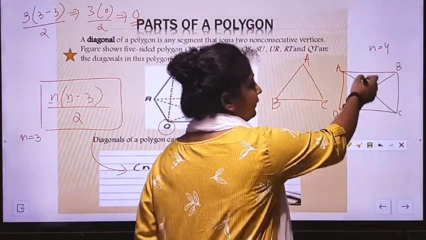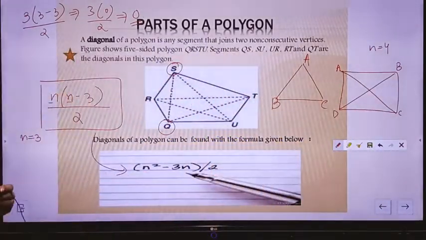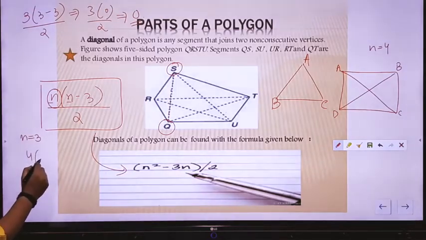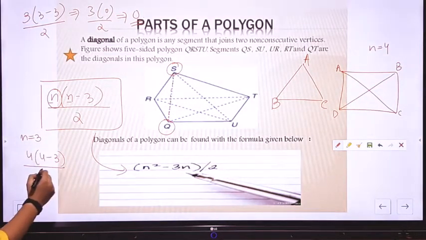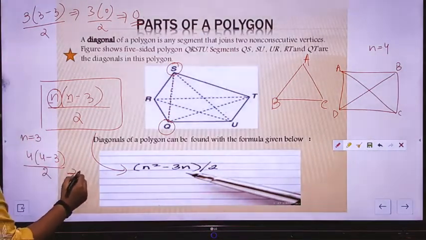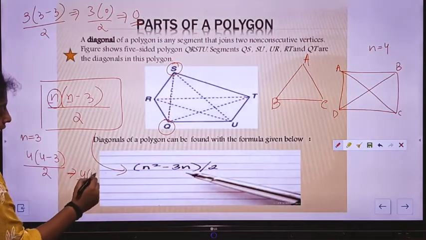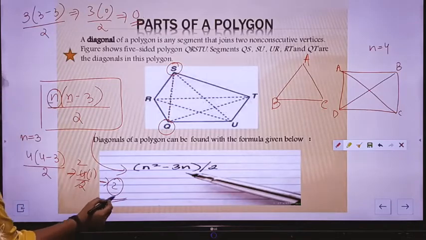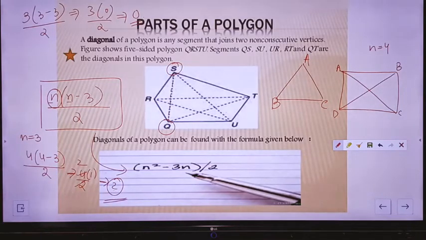Okay, so practically we know there are 2 diagonals in here. Let's prove this with the help of this formula also. In place of N, we can put the value 4. So 4 into (4 minus 3) upon 2. This gives us the value 4 by 2 into 1, that is 2. So there has to be 2 diagonals within a quadrilateral.